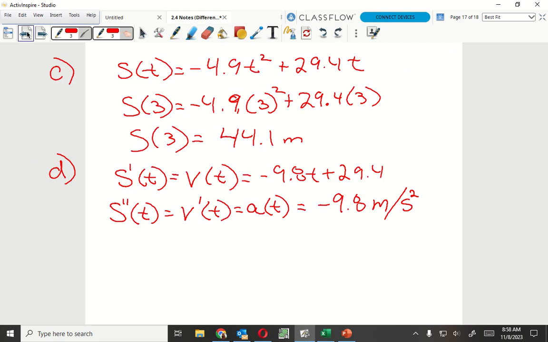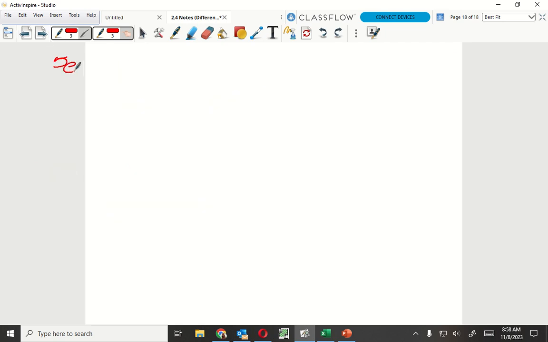Or question, what's D? E. Yes, E. There you go. So my position function, S of t, was negative 4.9 t squared plus 29.4 t. And I want that to equal 0.